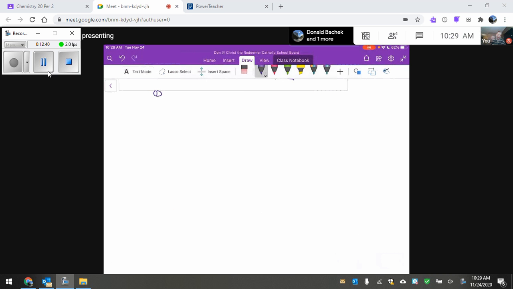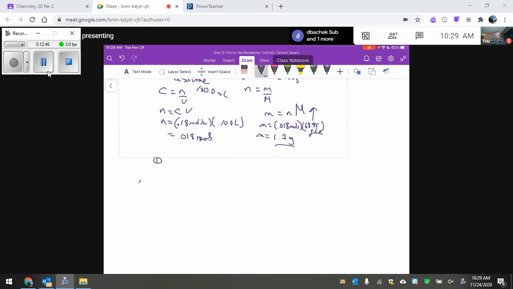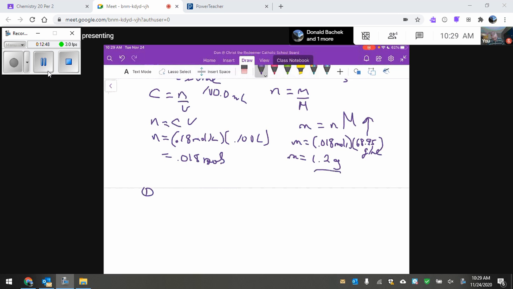Step 1. So we need to basically weigh out. So we're going to describe how to do this. So how are we going to do this? Well, we're going to weigh out 1.2 grams of lithium nitrate. So you should probably put the weight and the compound that you're trying to use, in this case, lithium nitrate.